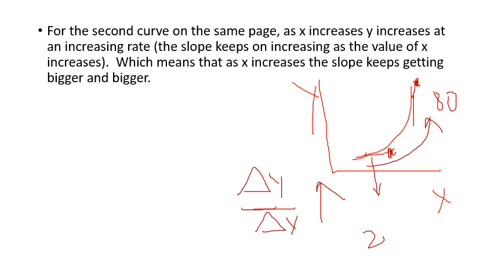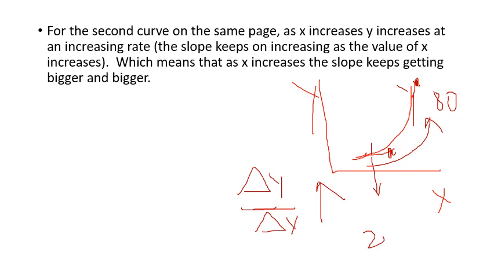On each point of the curve, which has an infinite number of points, there is a different slope. That's why when I try to measure the slope on a curve, I take the extreme cases: a point here and a point here to show you the difference. So for the second curve on the same page, as x increases, y increases at an increasing rate. The slope keeps on increasing as the value of x increases, which means that as x increases, the slope keeps on getting bigger and bigger and bigger.